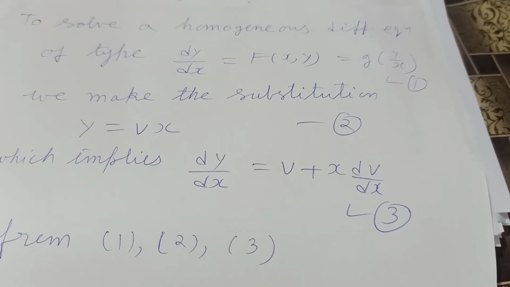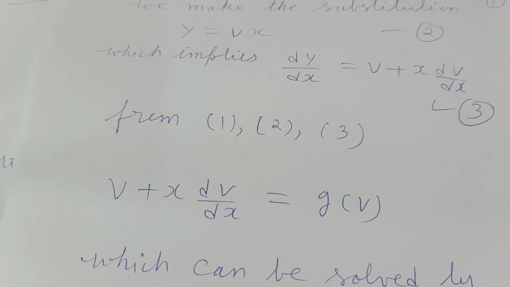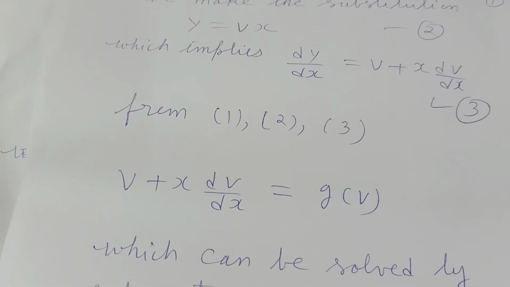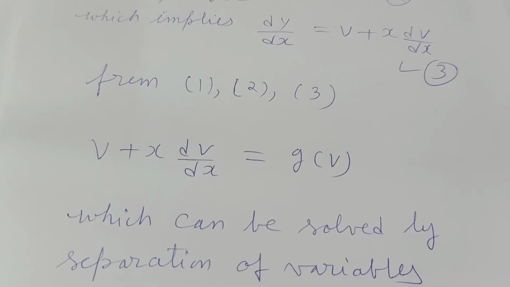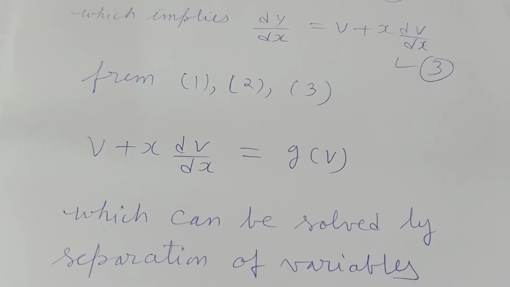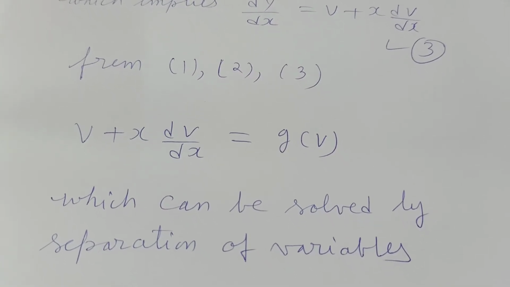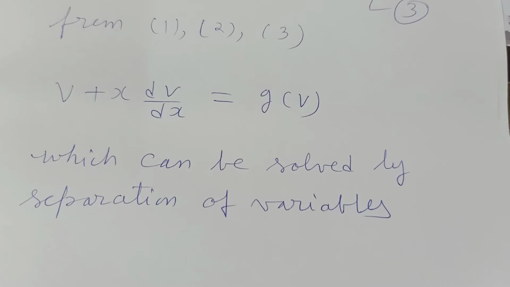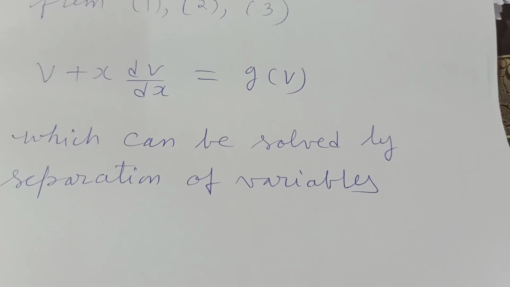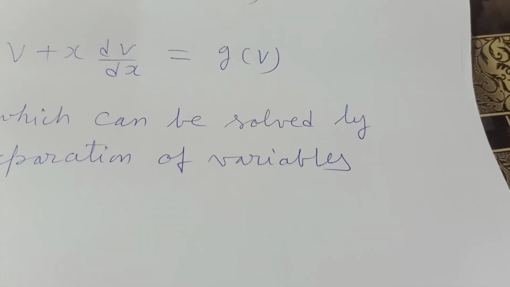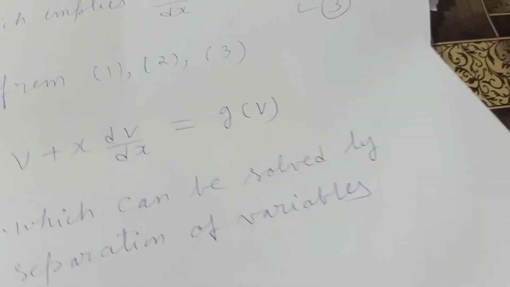Now if we put the value of y and dy by dx in equation 1, we will get v plus x dv by dx equal to g of v. Now this equation can be easily solved by separation of variables, which we have studied earlier. So this will be our general method for solving the homogeneous equation.